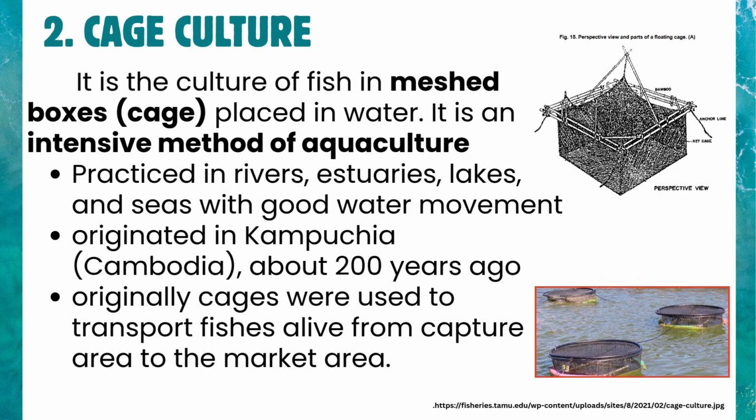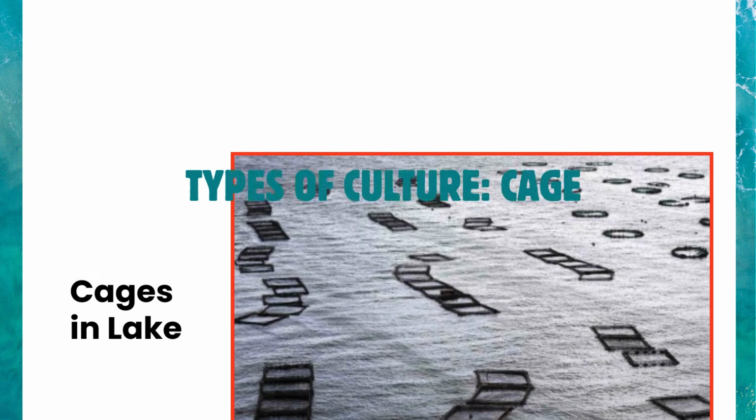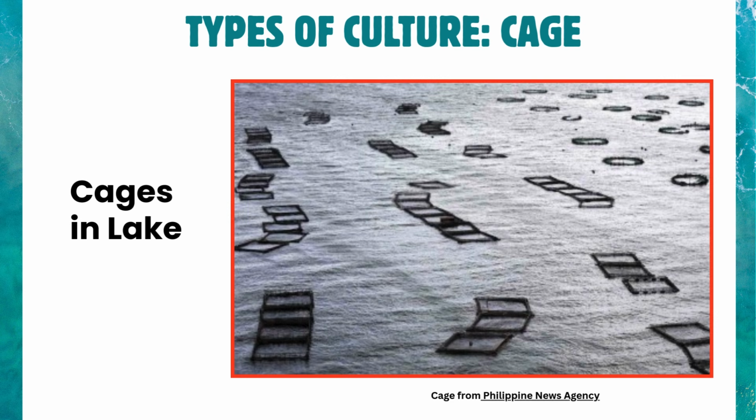Two. Cage culture. The culture of fish in meshed boxes placed in water is called cage culture. It is an intensive method of aquaculture and practiced on areas where there is sufficient water movement. It is done in rivers, estuaries, and seas. It originated in Kampuchea about 200 years ago, and originally cages were used to transport fishes alive from capture area to the market area. Types of culture. Cage. Cages in lake.